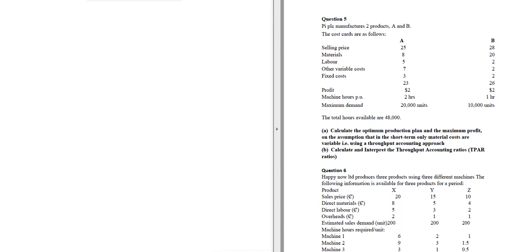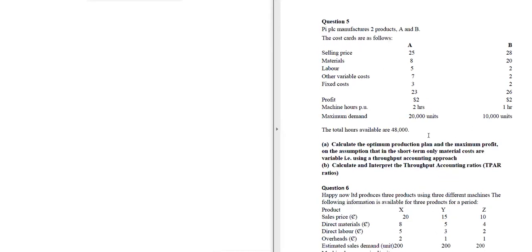We've seen them, product A and product B. Okay, now it's zoomed enough. And then it said calculate the optimum production plan and the maximum profit on the assumption that in the short term, only material costs are variable using the throughput accounting approach. And it says calculate and interpret the throughput accounting ratio. Okay, so this is what we have.